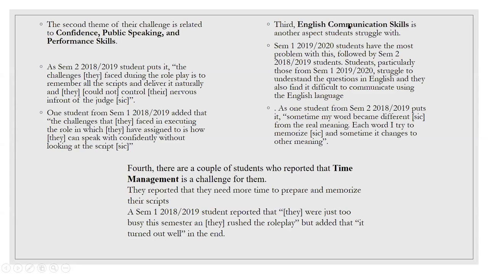Then they also mention a lot about English communication skills. As one student from semester 2, 2018/2019 put it, sometimes my words become different from the real meaning. Each word I try to memorize, sometimes it changes to another meaning. The last skill they mention is time management. Regarding this quote, they were just too busy this semester and they rushed the role play, but added that it turned out well in the end.